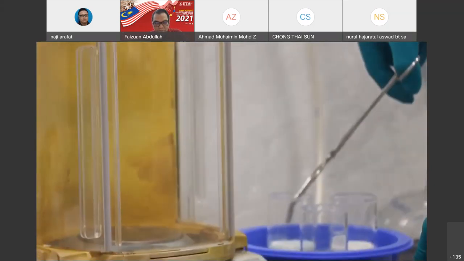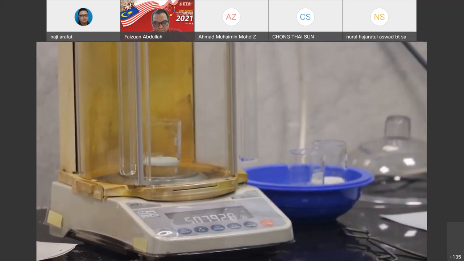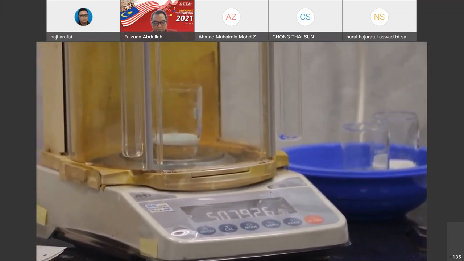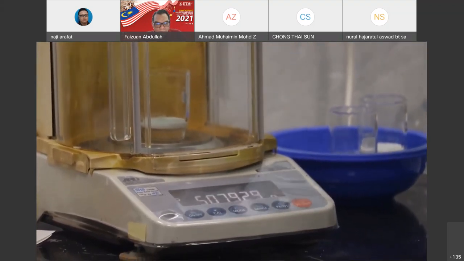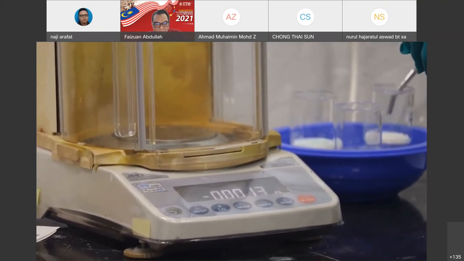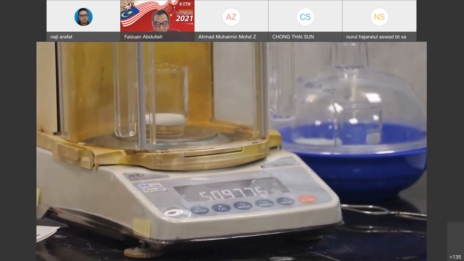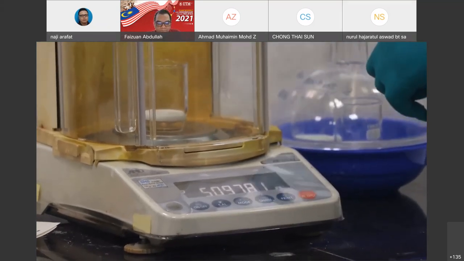Same procedure, now let us wait for the number to become constant. Yes, the weight of this second crucible is 5.079 grams. Right, so now I'm putting back the crucible into the desiccator, followed by weighing the third crucible. Careful. Now I'm moving the third crucible onto the weighing balance. Okay, so the weight is 5.0977 grams. Okay, now we have done measuring the weight of these three crucibles. So I'm going to bring the crucibles back into the desiccator for the subsequent step.